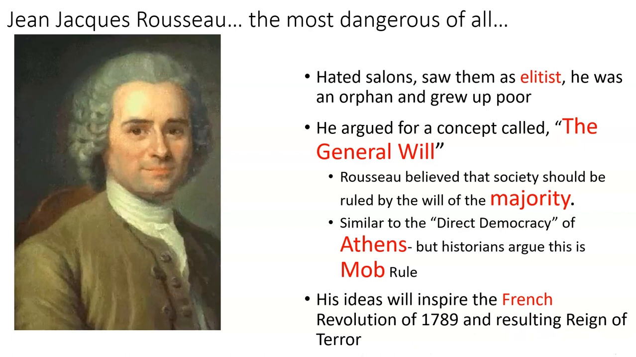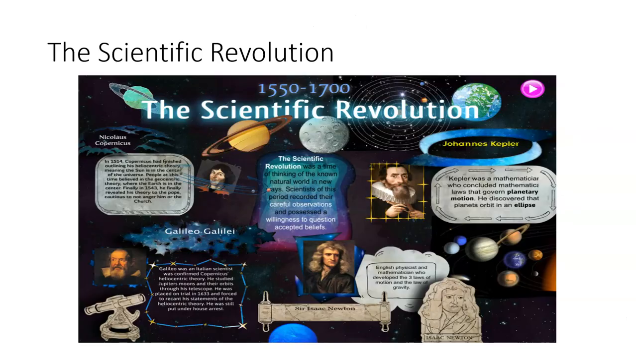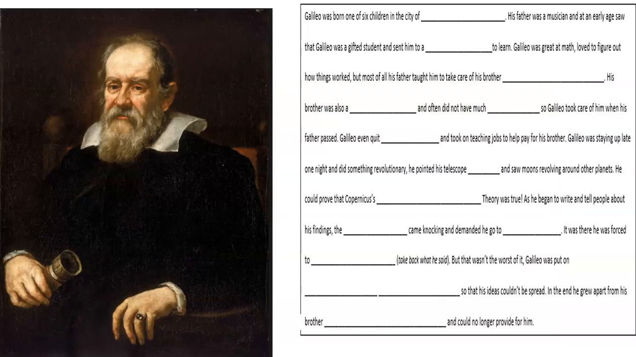So French Revolution, 1789. We'll be talking about Jean-Jacques Rousseau. All right, last, and I'll go through these quick, okay? Scientific Revolution. So we'll start off with Galileo, talk to you a little bit about who Galileo is, and then we'll transition to these other scientists here.